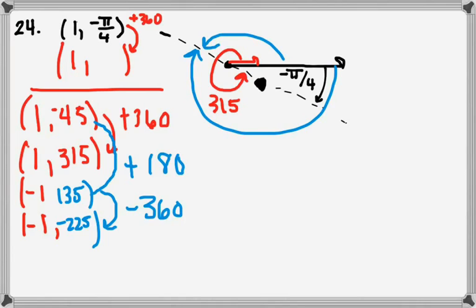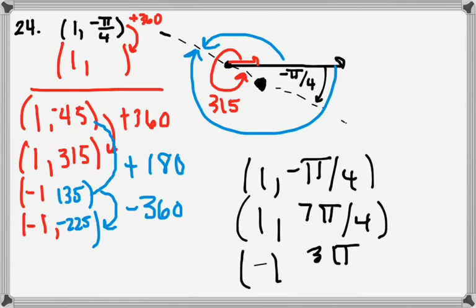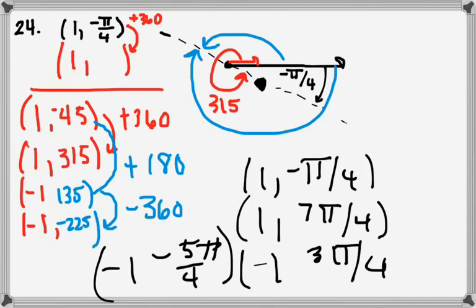Now let's go ahead and rewrite this in terms of radian measures, just for practice. So we obviously know that it's 1 comma negative pi over 4. Positive 7 pi over 4. 3 pi over 4. Okay, and then we have negative 1, 3 pi over 4. We have negative 1, negative 5 pi over 4.